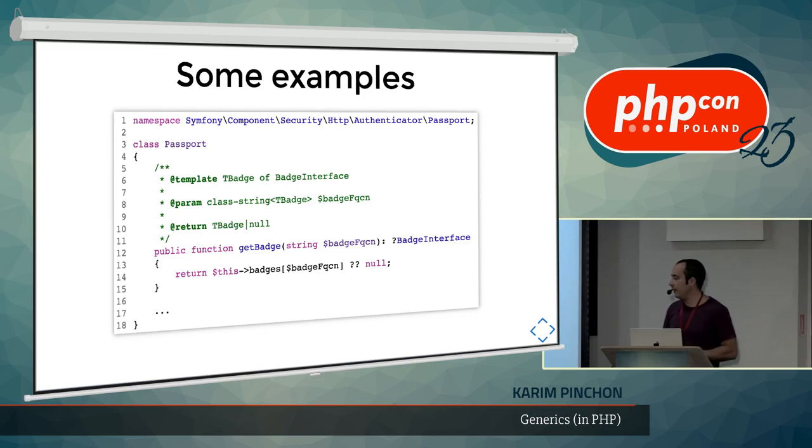Well, the first example here is the Passport class, which is part of the security part of Symfony, which will bear some authentication data. And then you can see that they define a template T of Badge, which could be only a badge interface or a concrete implementation of this. And we can see the pseudotype class-string is used. And so with this code, our tools like PhpStorm and PHPStan, etc., will be able to know what exact implementation we have in return of this method. Not only a badge interface, but the real implementation. So for the developer experience, it's really cool.